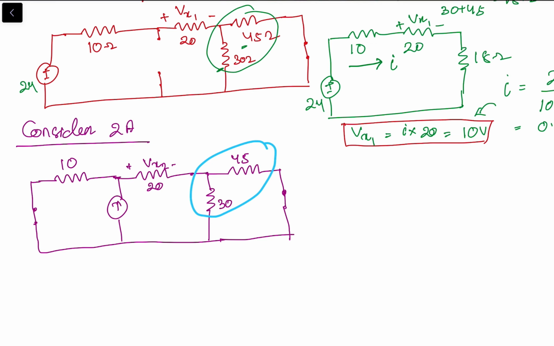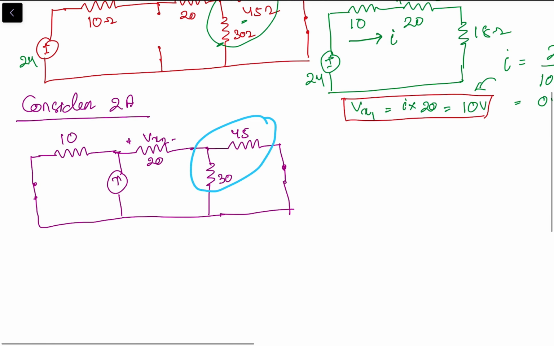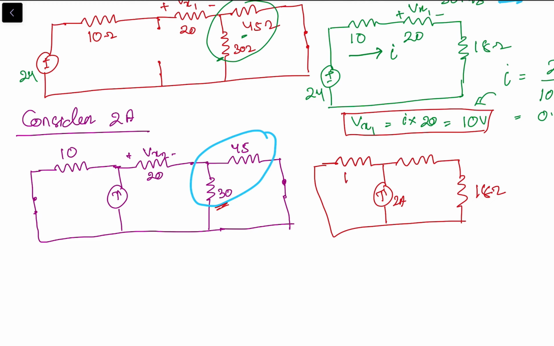So what I can do? The parallel value of 30 ohm and 45 ohm, we have already got 18 ohm. So I can redraw the circuit like, so this is 10, sorry. So this is 10 ohm, here I have the Vx, and then I have here how much, 18 ohm, that is the parallel combination of 30 and 45, and I have the current source here as 2 ampere, and then this is short circuited. So here it is 10, this will be your Vx, and this is 18 ohm.